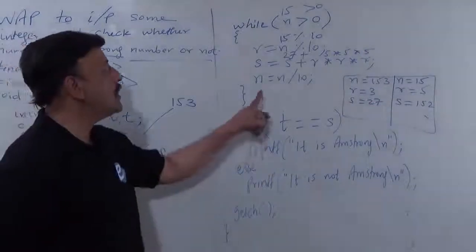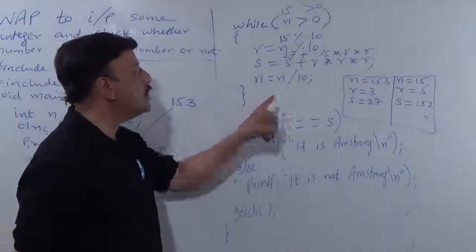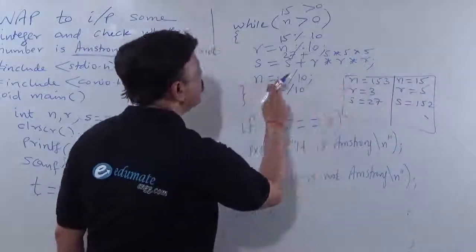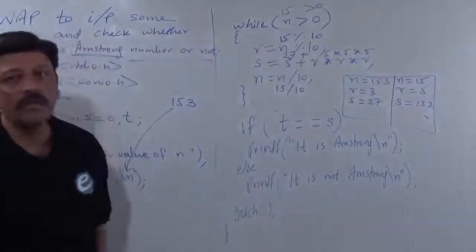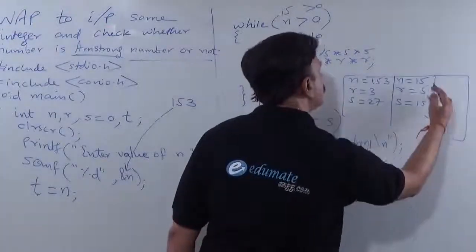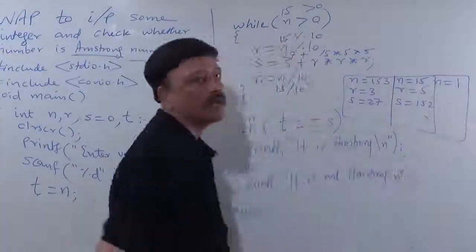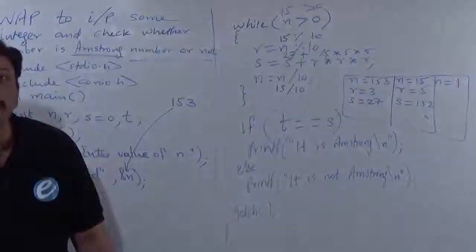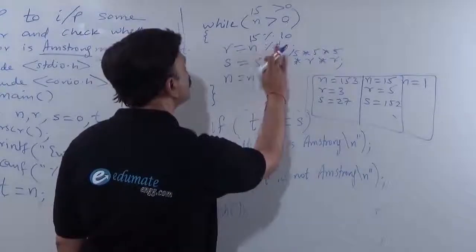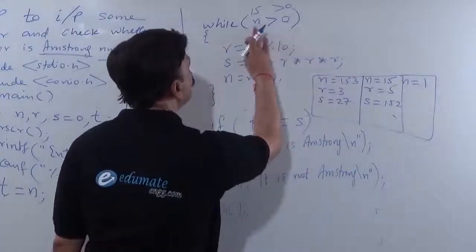And then N will become equal to current value of N. That is 15 upon 10. N is 15. 15 upon 10 is 1, not 1.5. So, new value of N now becomes equal to 1. Have a look at it. N becomes 1. Okay, what do you do? Second repetition is also over. Time to go back to while again.